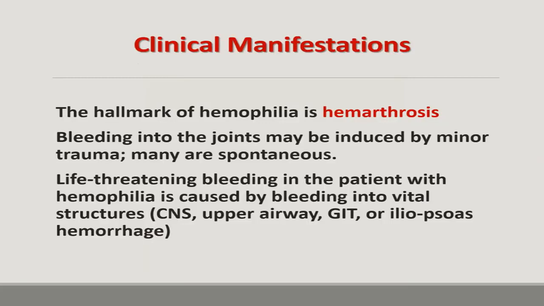Clinical manifestation of hemophilia: the hallmark is development of hemarthrosis, or bleeding in the joint. This may be induced by minor trauma or may be spontaneous. Life-threatening bleeding in patients with hemophilia is caused by bleeding into vital structures like the CNS, upper airway, GIT, or iliopsoas muscle hemorrhage.